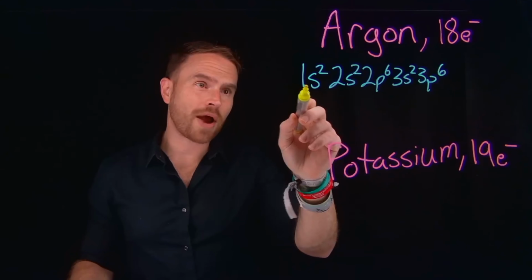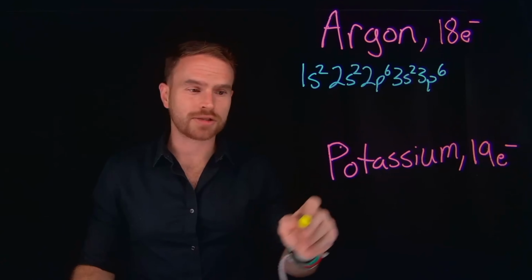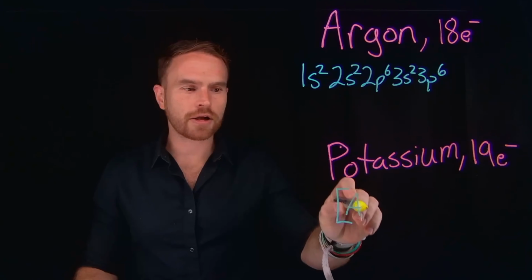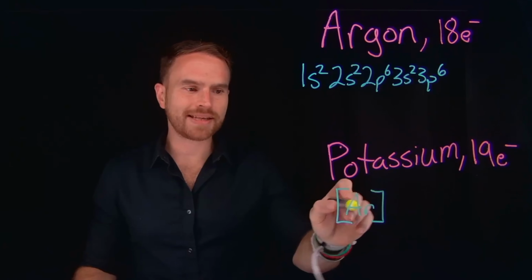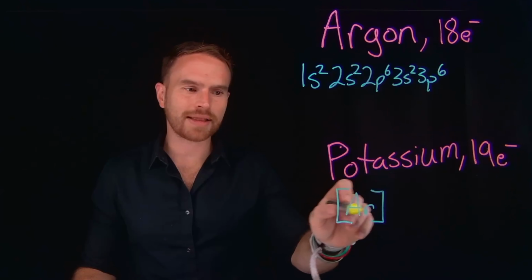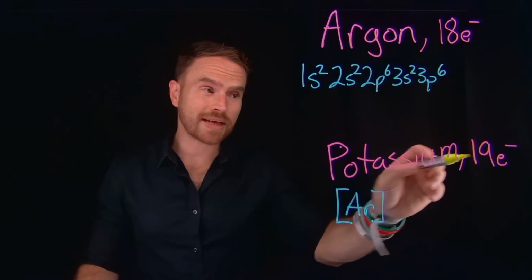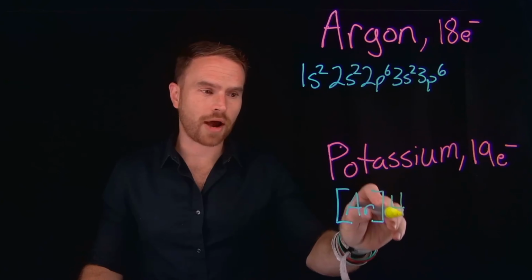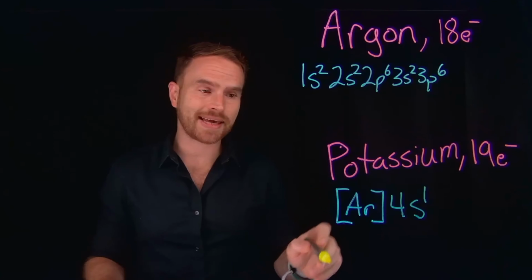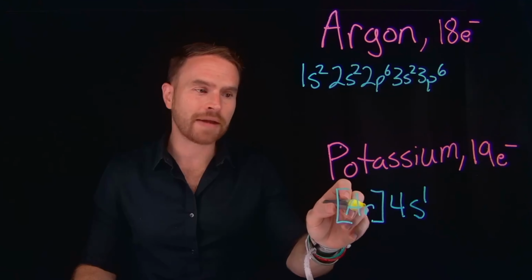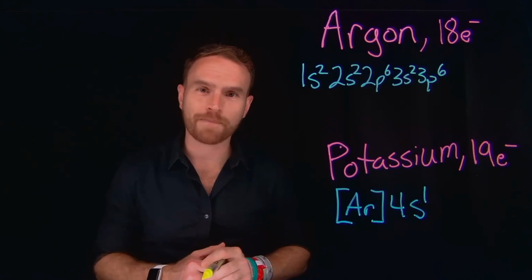So rather than write out those first 18 electrons, we can bypass that by putting argon in brackets to indicate that there is the same electron configuration all the way up to argon. And then potassium only has one more electron, so we can write 4s1 to indicate that the electron configuration is the same all the way up to argon, and then there's that one extra electron in the 4s orbital.